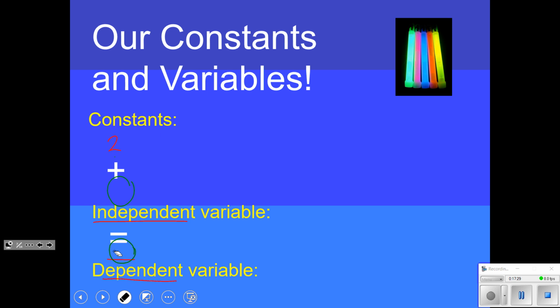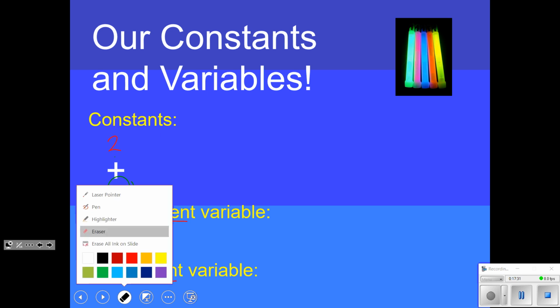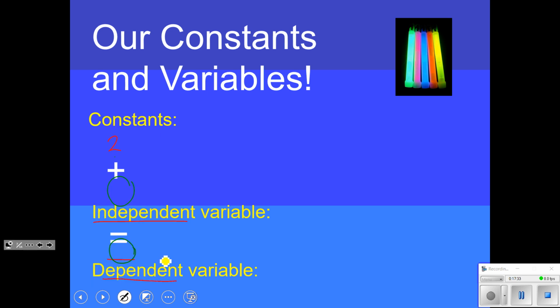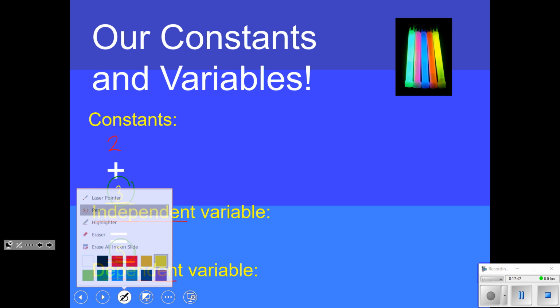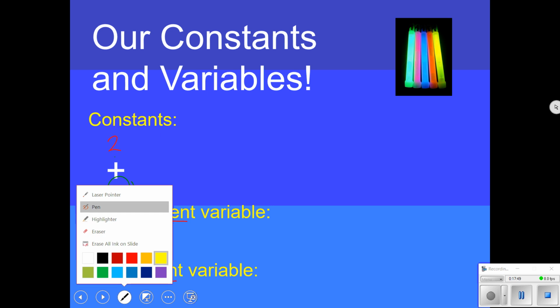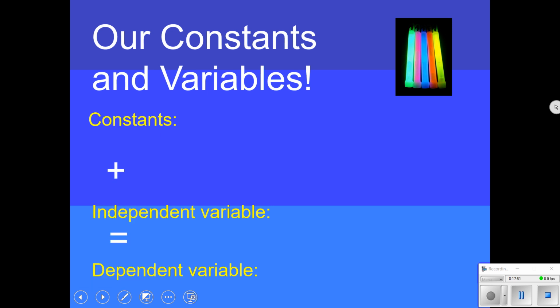Let's say that you do 2 plus 3. That is going to give you 5. The 5 as your final answer depends on the 3 that you put there. So that's mathematically how constants and variables are used.